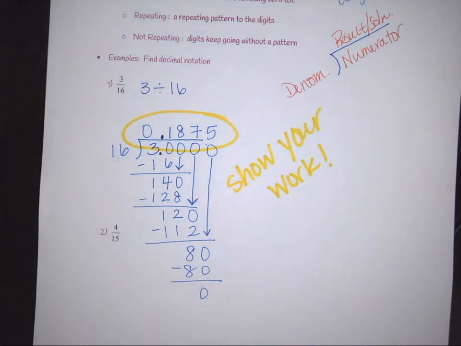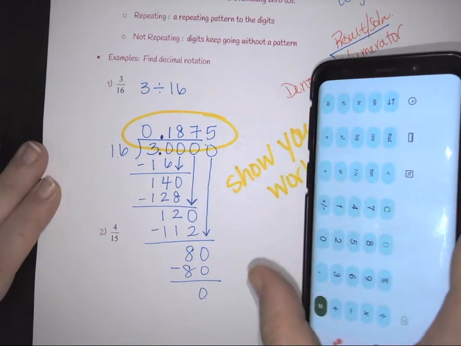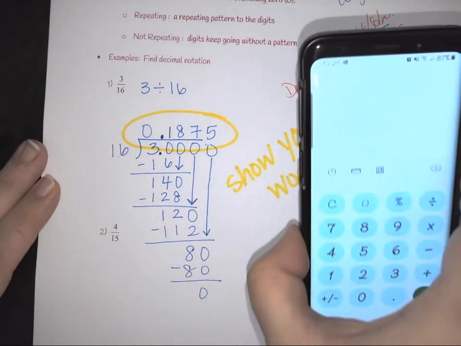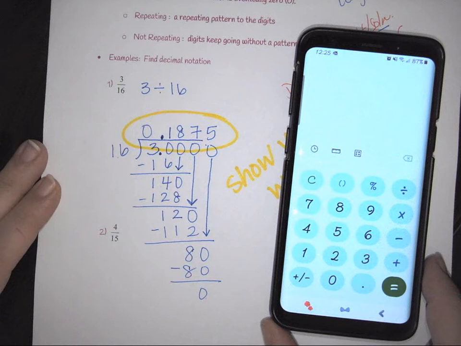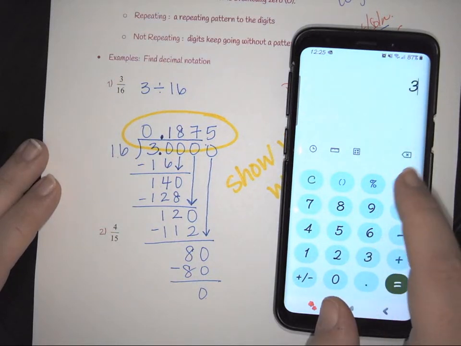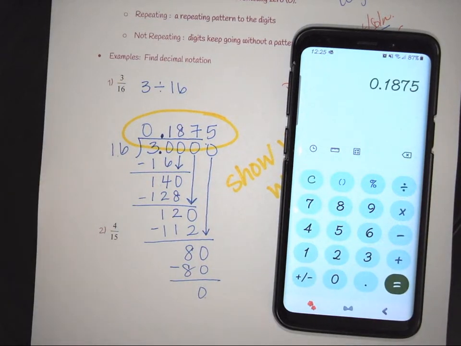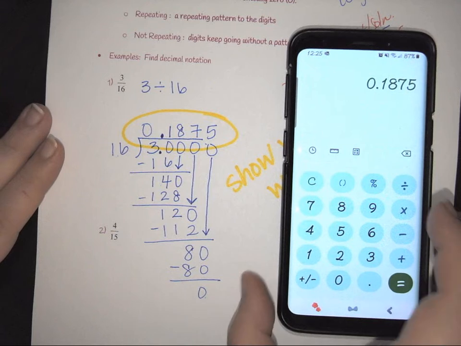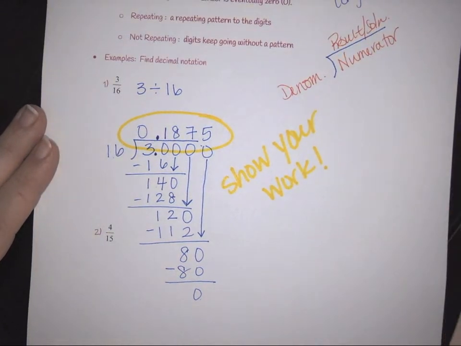To verify your solution, I would take your 4-function calculator and actually do 3 divided by 16, and notice it is 0.1875. So being aware of how to use your calculator but also do the long division piece is really important. Okay.